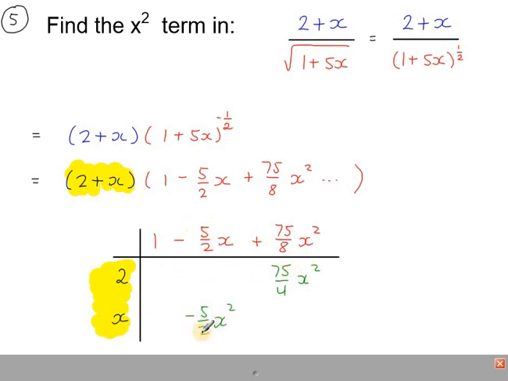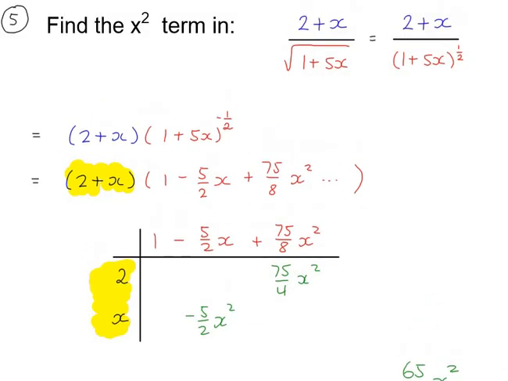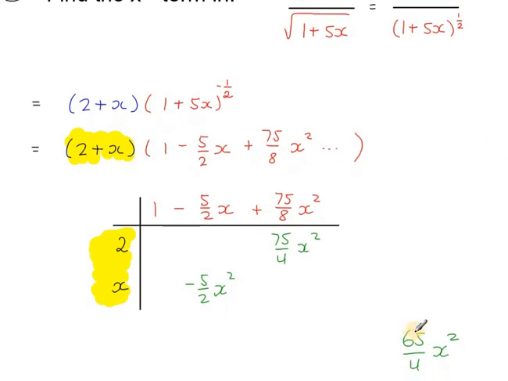And now we have to add these together, and we get 65 over 4 x squared. Now the question did say just find the term. If it said find the coefficient of the x squared term, then your final answer would have just been 65 over 4.